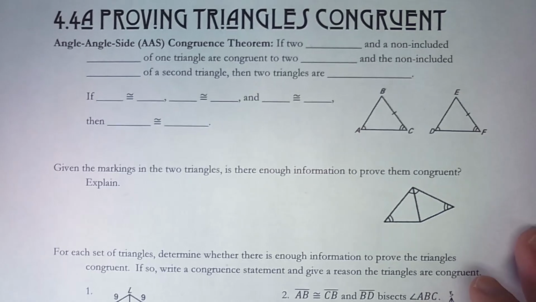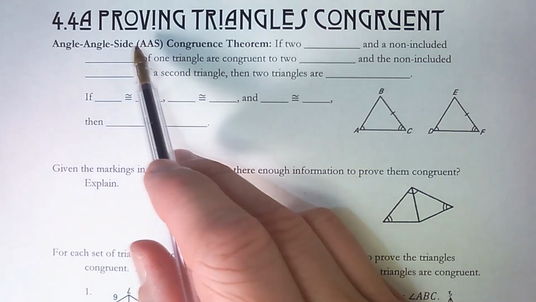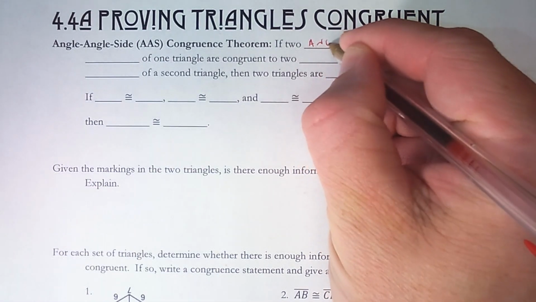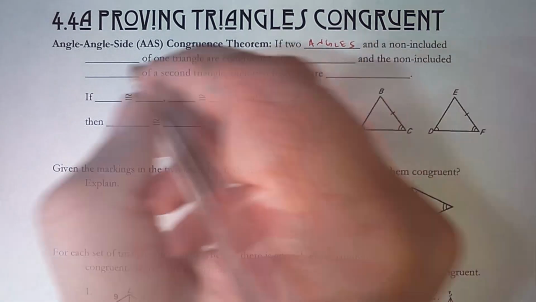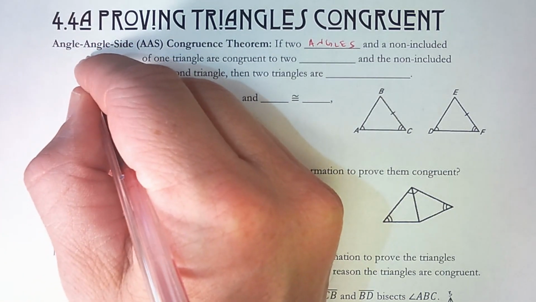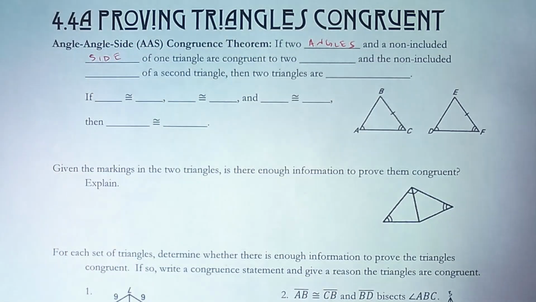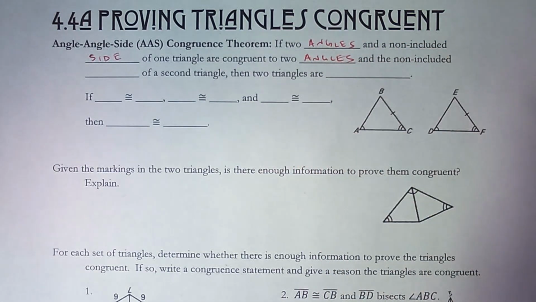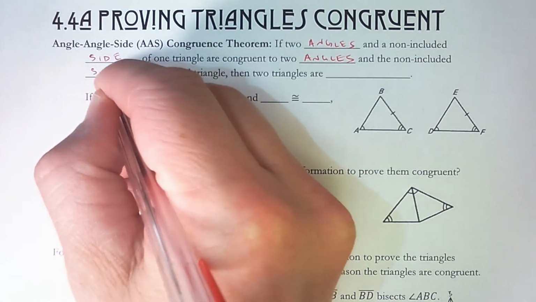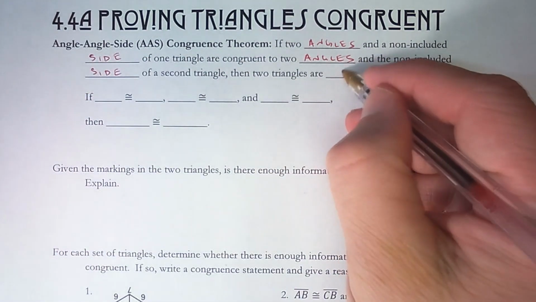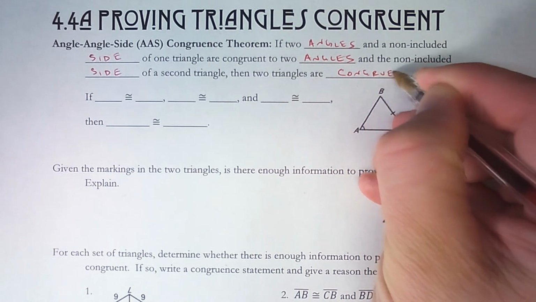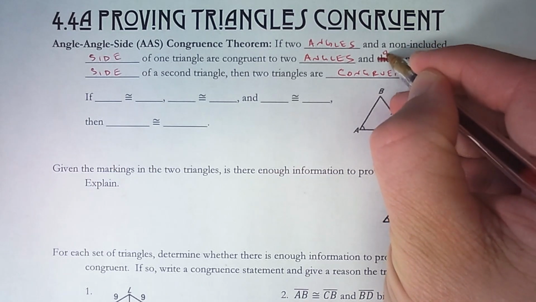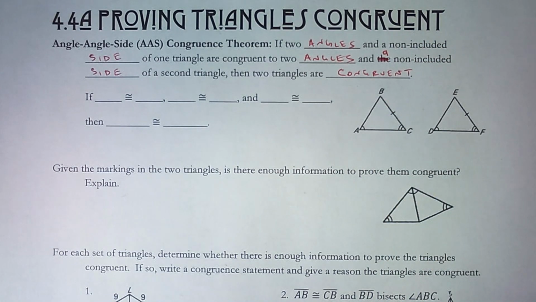One more shortcut for today. Angle, angle, side congruence theorem. If two angles and a non-included side of one triangle are congruent to two angles and a non-included side of a second triangle, then the two triangles are congruent. And this shouldn't say the non-included, it should say a non-included, because there are two non-included sides.